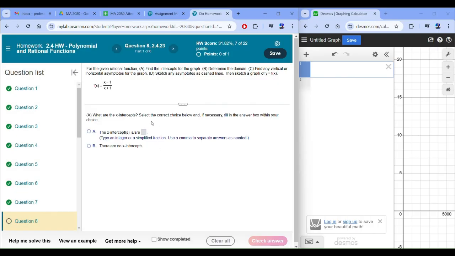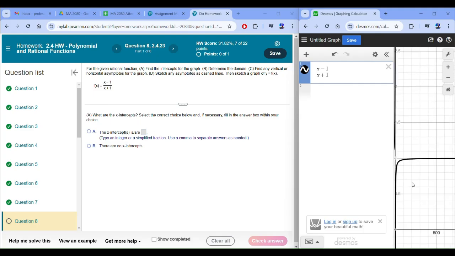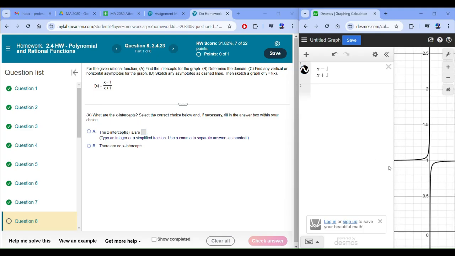So yeah. Okay, so now here I'm just going to go straight to the calculator. I'm going to do x fraction, x minus 1 over x plus 1. I'm going to zoom in. So there you guys go. So where are my x-intercepts? The x-intercept is 1, 0.